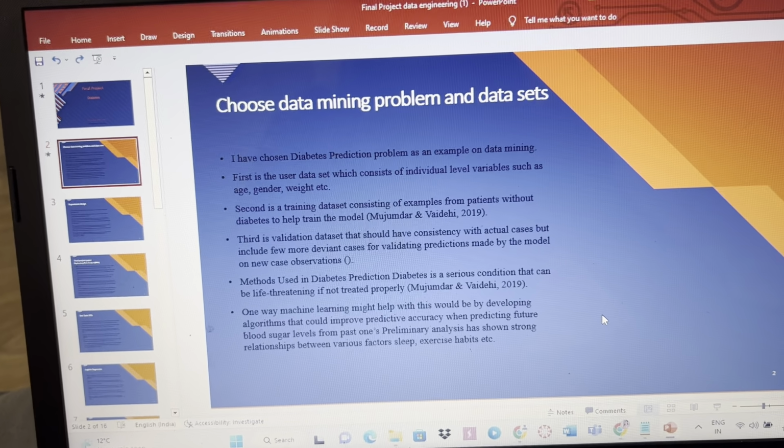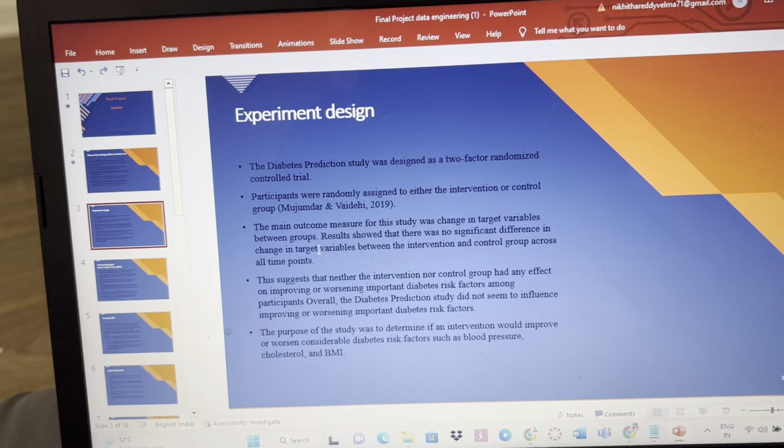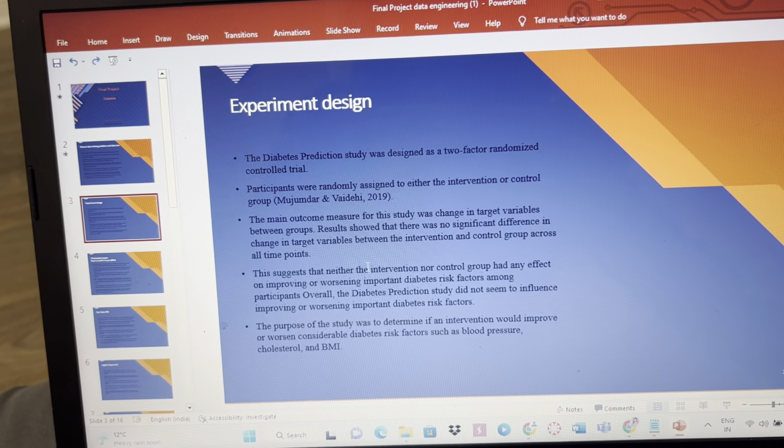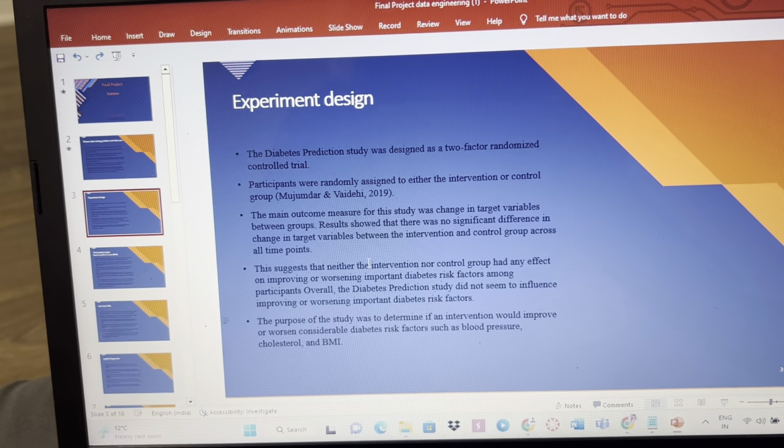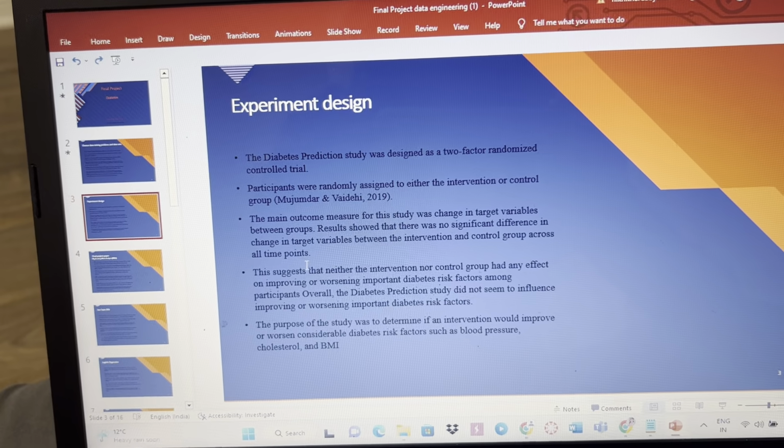And this is the experiment design. Diabetes prediction study was designed as a two-factor randomized control trial. The main outcome measure for this study was change in target variables between groups.